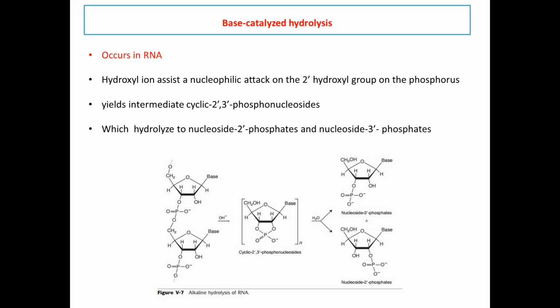This is a nucleoside because you can see there is no phosphate group at carbon number 5. Even though it has a phosphate group, it is not at carbon number 5. So remember that if the phosphate group lies at carbon number 5, then it is a nucleotide. Otherwise, if we don't have any phosphate group at carbon number 5, then we call it a nucleoside, not a nucleotide. So this is the nucleoside 3'-phosphate and nucleoside 2'-phosphate.